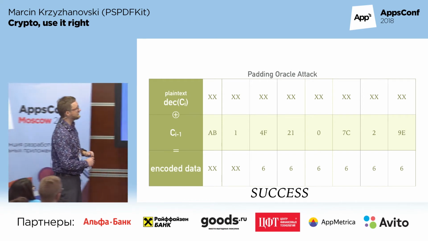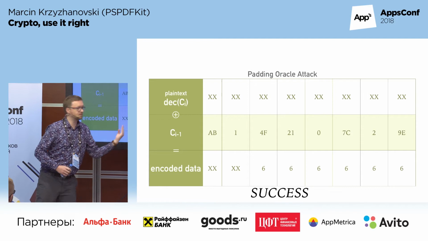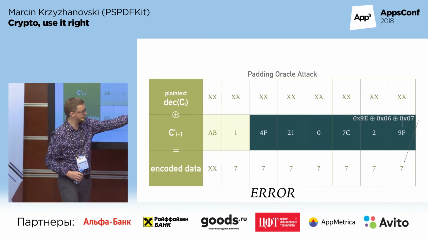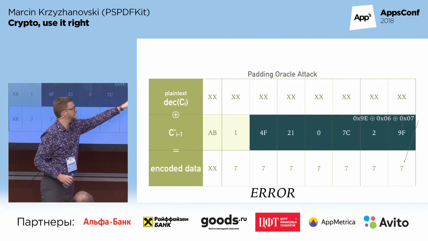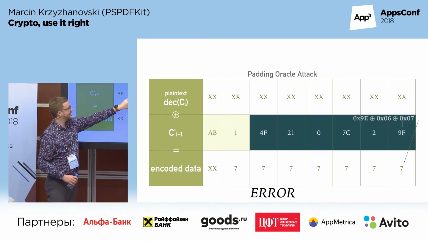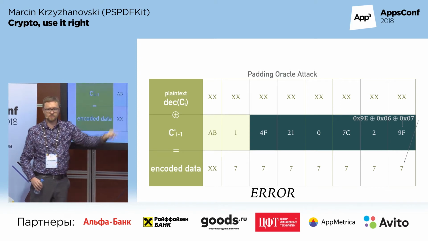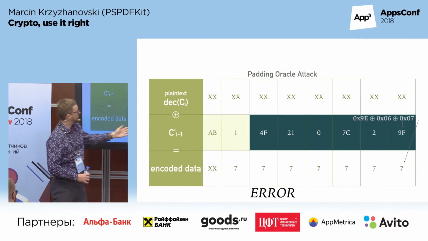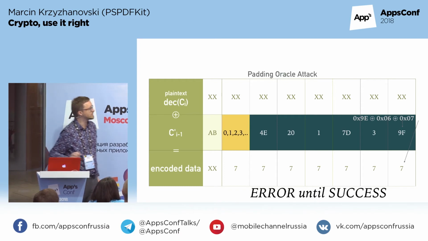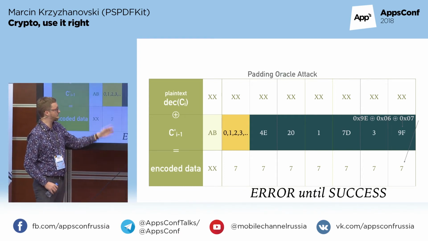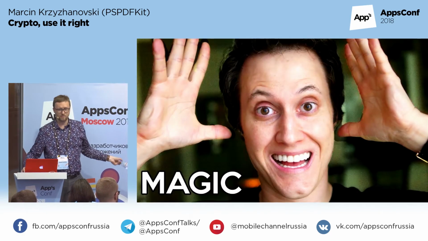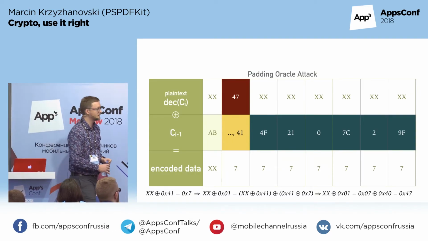So yeah, this is 6, but how would it be if I change that to 7 and move it a bit further? Yes, I modified the ciphertext to match the value. Doesn't matter, it was 9E, now it's 9F, it's 7. I go here, and I'm attacking this byte. I start with 1, and I get an error, because it doesn't match. So I'm trying all the values here: 0, 1, 2, 3, until I get the success. And the magic is happening because I get a success at some point.